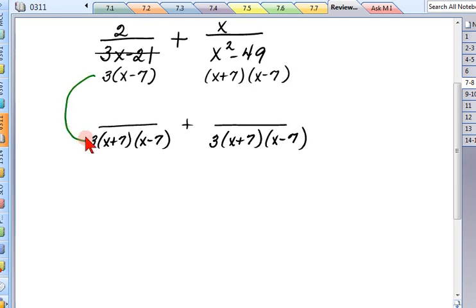Compare the old to the new, and look for the change. What's the new factor? Do you see that the new factor is an x plus 7? So you're going to need to multiply the top by x plus 7. So it's 2 times x plus 7, and I'll distribute that in a minute.